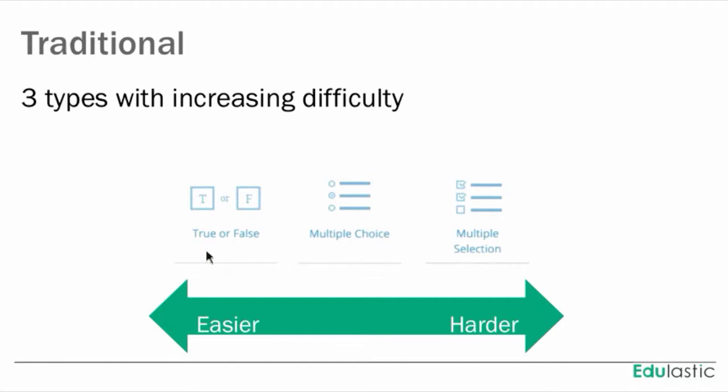And we have 3 different kinds. There's true false, multiple choice, and multiple selection. And you can see that they go from easier to harder. So true false is the easiest for the student to understand. They can guess and get a 50-50 shot. Multiple choice is a little bit more difficult, and multiple selection is a little bit more difficult since you can have more than one answer.